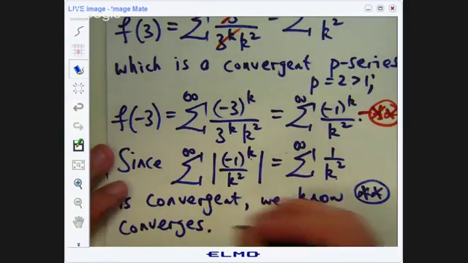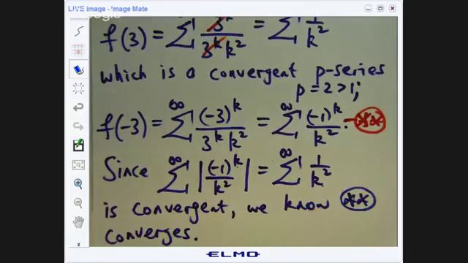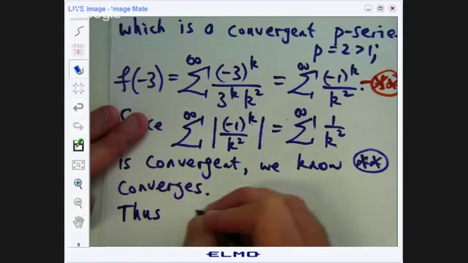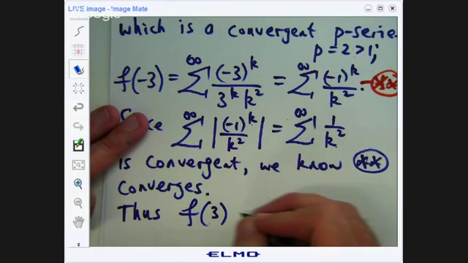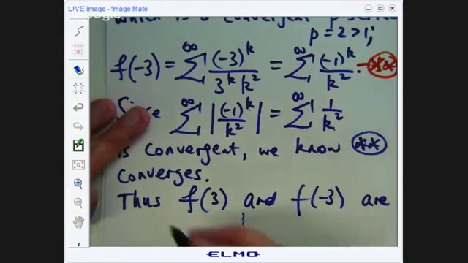Okay, so what does this mean? Well, it means that f of 3 is well defined and f of negative 3 is well defined. The series converges for x equals 3 and the series converges for x equals negative 3. So they're both in the domain of f. Let's write that down. So these things are well defined.